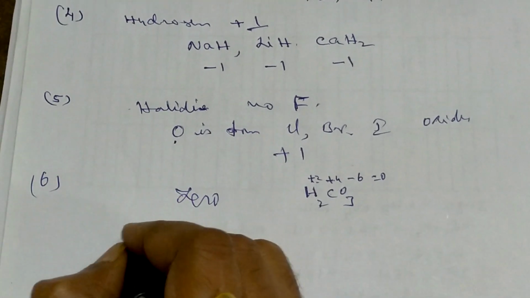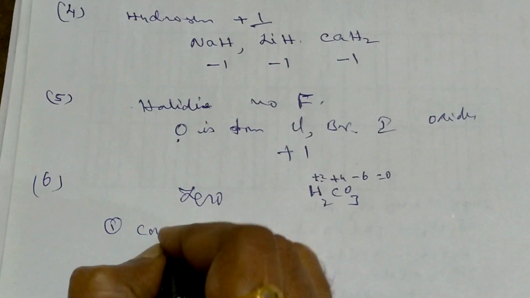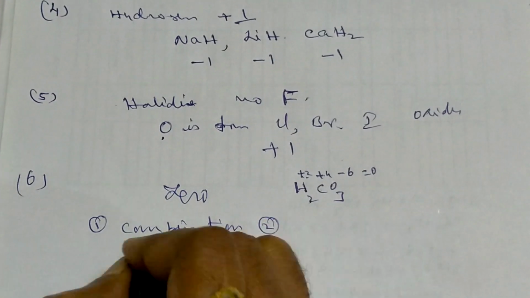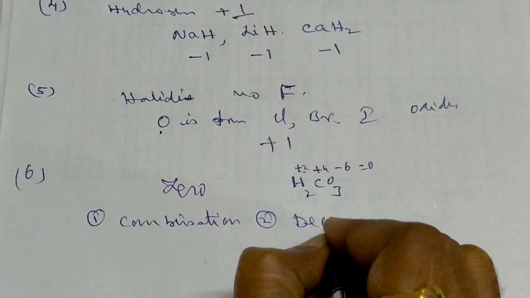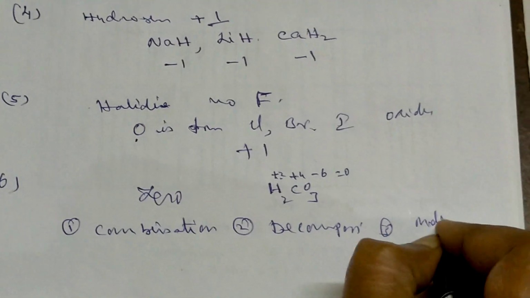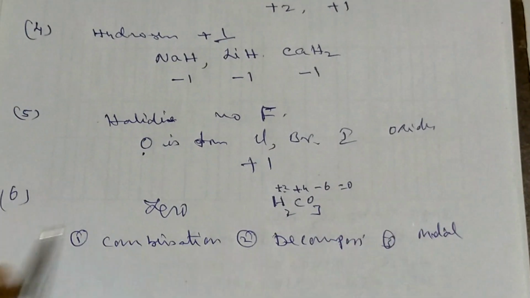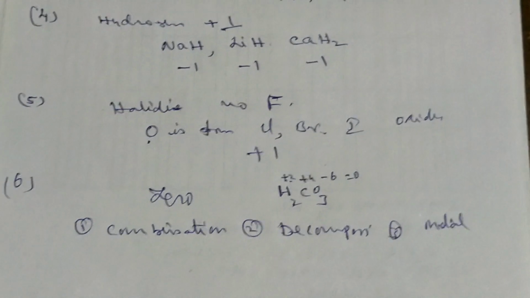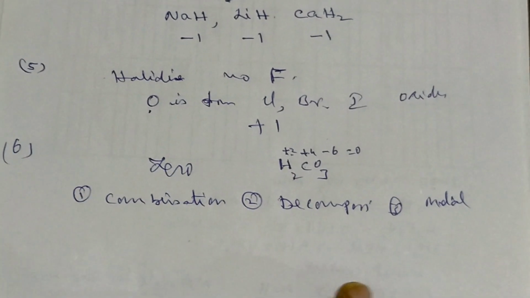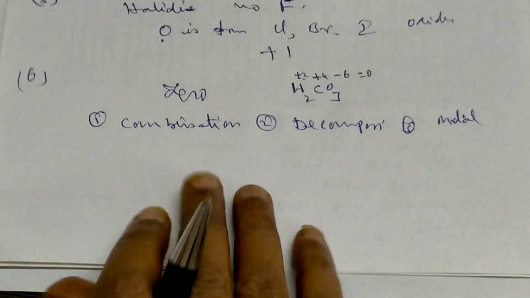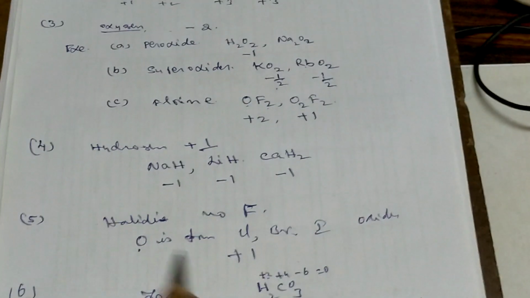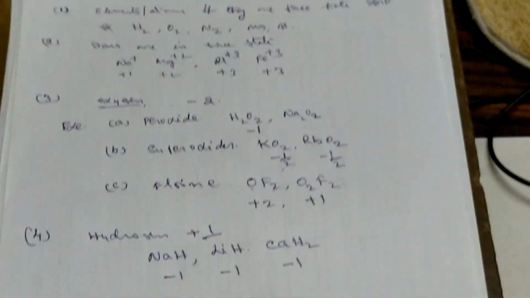One is the combination reaction, second is decomposition, third is metal addition or removal of the metal, and then there are disproportionation reactions. Now we will see how to ascertain the oxidation numbers. Wherever the exemptions are there, we will see tomorrow. Wherever it is simple, we will see first.